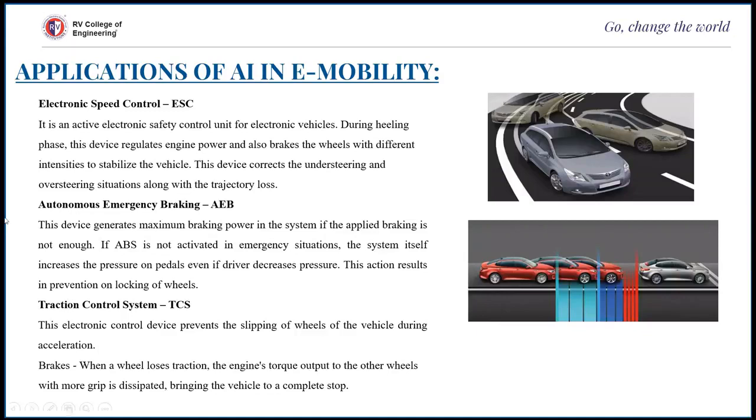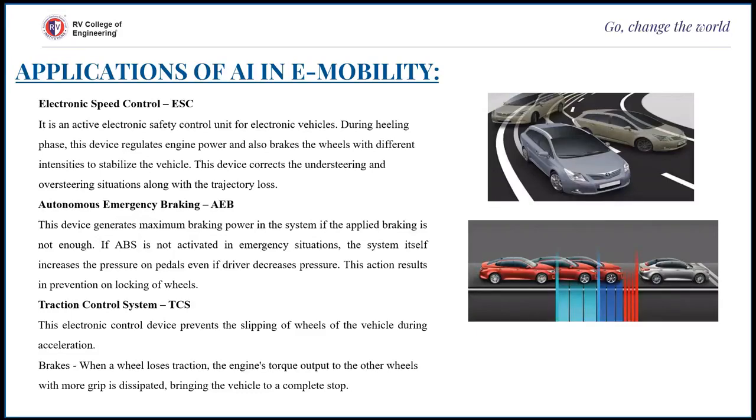Moving on to autonomous emergency braking (AEB). This device comes into the picture when the applied braking is not enough to stop the vehicle. So this device generates maximum power on the pedal or the braking system so as to stop the vehicle. In case ABS is not activated in emergency situations, the system itself applies pressure on the pedals. Even if the driver doesn't apply the pressure, the system itself does and also prevents the locking of the wheels.